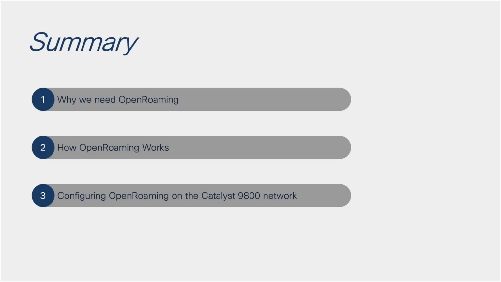And with that, we've reached the end of this video. In summary, we learned exactly why we need OpenRoaming, how OpenRoaming works, and then how to configure it on our 9800 controller.